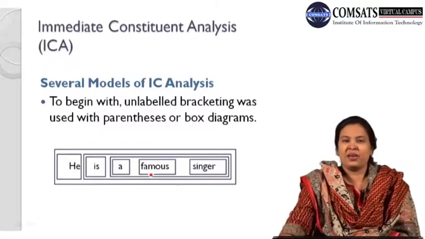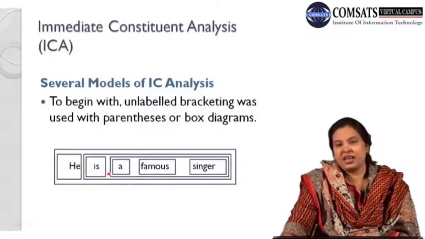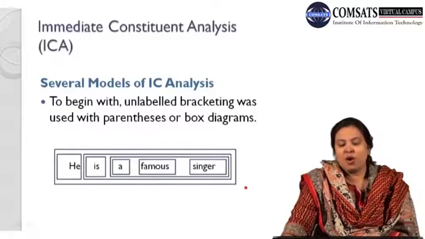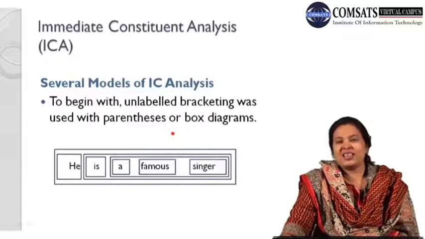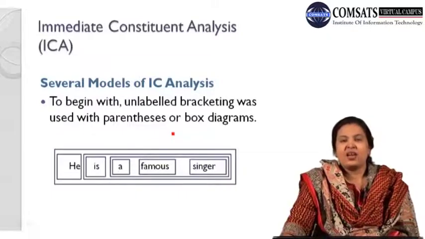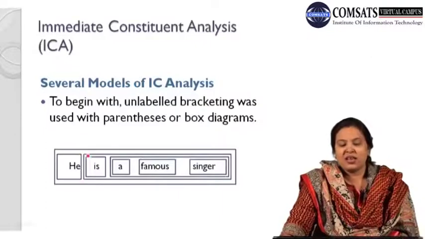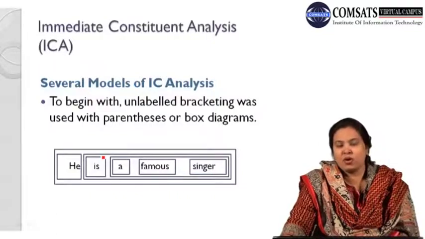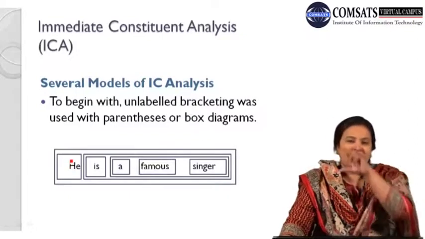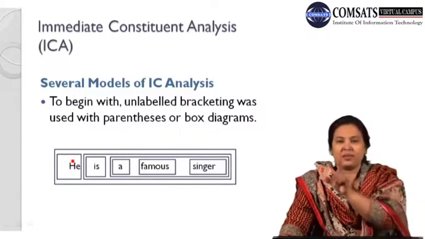Now look at the example. He is a famous singer. Now the first box is a complete box showing the whole sentence. Inside that whole sentence, at the second level, we have two boxes. "He" is one box, and "is a famous singer" is in another big box inside the one at the top. So inside one sentence we have two parts.